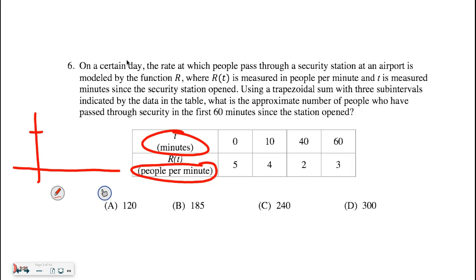See, 0, 5. Let's call this 10, 4. Way out at 40, I'm at 2, and at 60, up at 3. There's my dots. If I were to make a fake graph, I think I could assume it probably went something like this, but I don't know. But when you're doing trapezoids, you have that, that, and that. And so if we can remember how to get the area of a trapezoid, we've kind of got it.